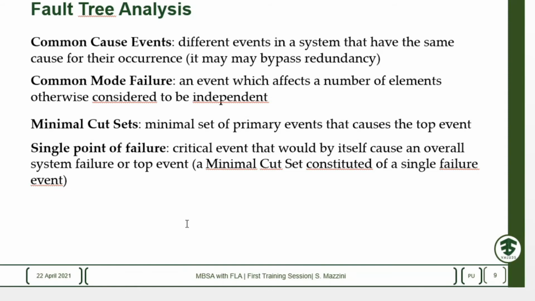That may bypass redundancy, for example. Common mode failure is an event that affects a number of elements that can be considered independent. Minimal cut set is the minimal set of primary events that cause a top event. And single point of failure is a very critical event that will cause an overall system failure by itself. So a minimal cut set constituted by a single failure event.